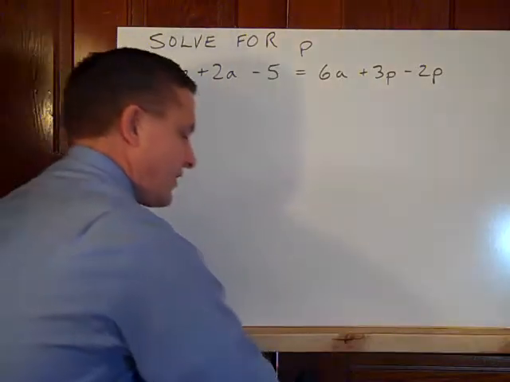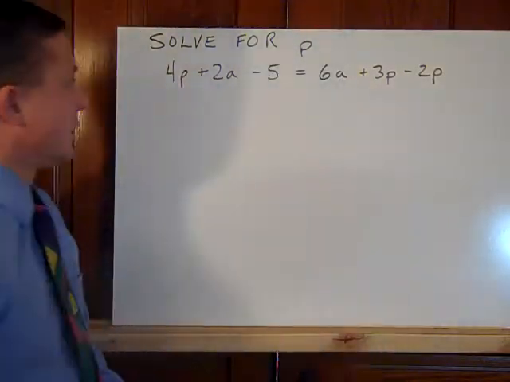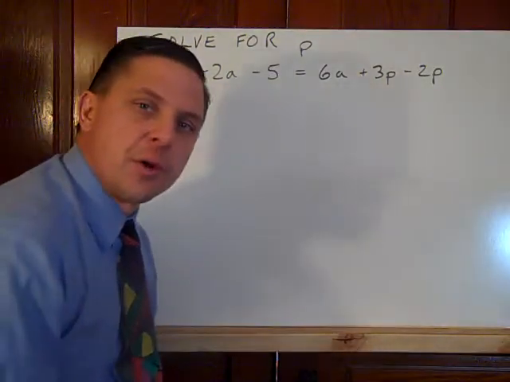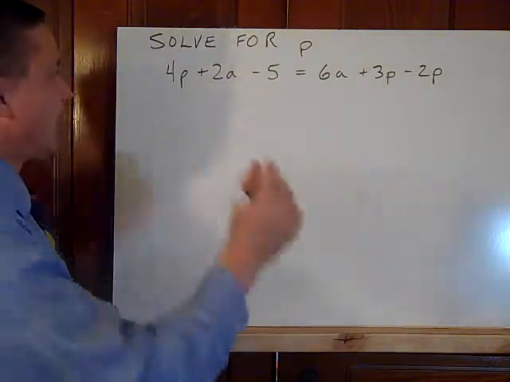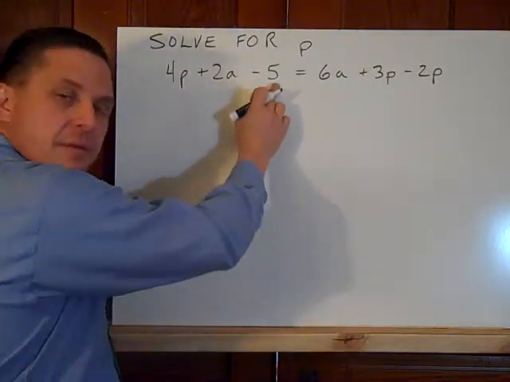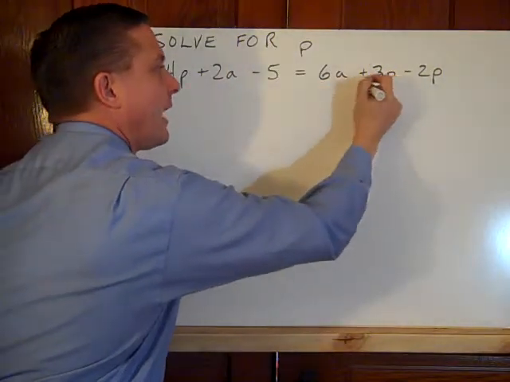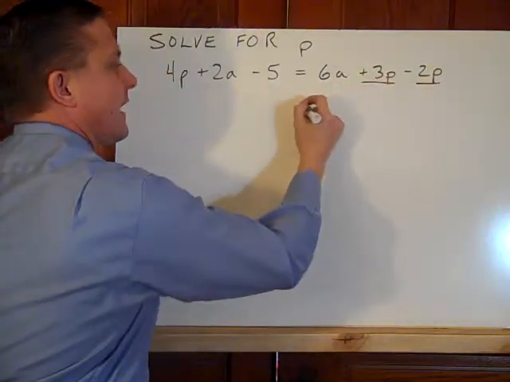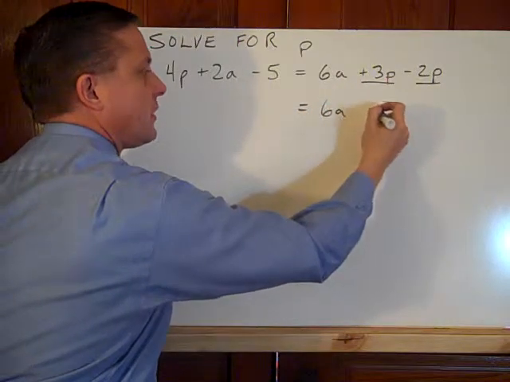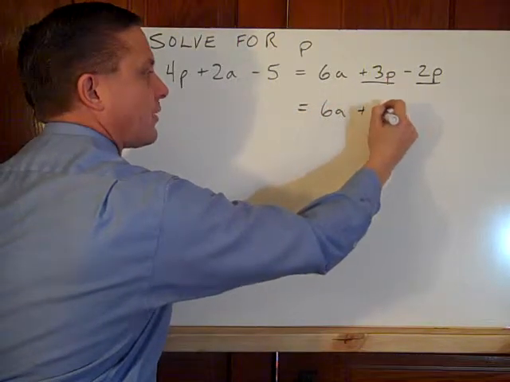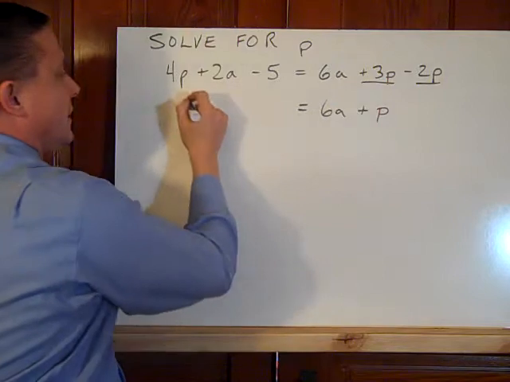Again, we keep on rolling. It doesn't have to be y or x. Here, the equation is solve for the letter p. And the first thing I do is I say, is there any like terms? p, a, and negative 5 are not like terms. On the other side, 6a plus 3p minus 2p. Hang on. That can be written as 3 minus 2 is 1p, which I'll just write as p.